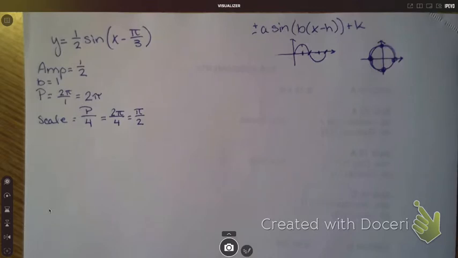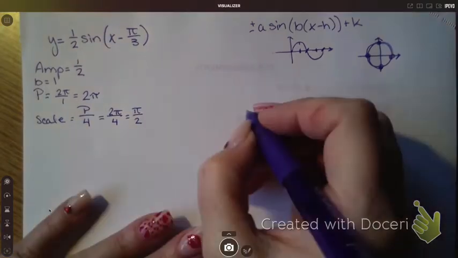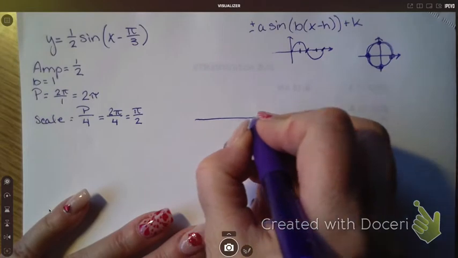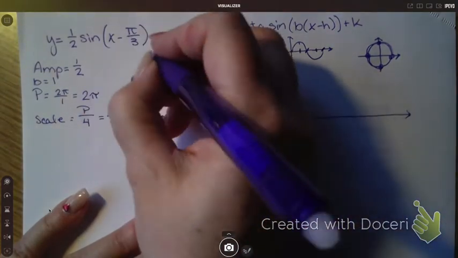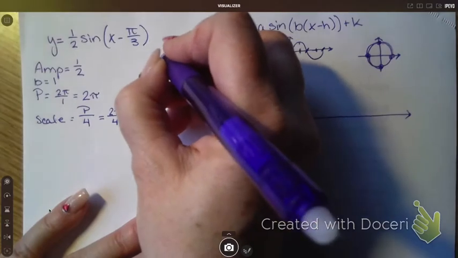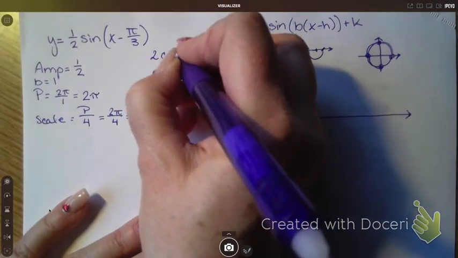Okay. So we need to identify all that. We're going to draw 1 complete cycle. So 1 complete cycle. You have to read your directions. If it says 2, you have to draw 2. Actually, we'll do 2 cycles, just so you can see how to do it.